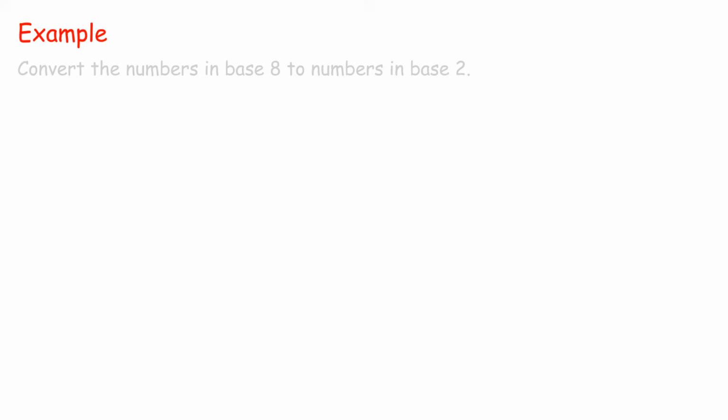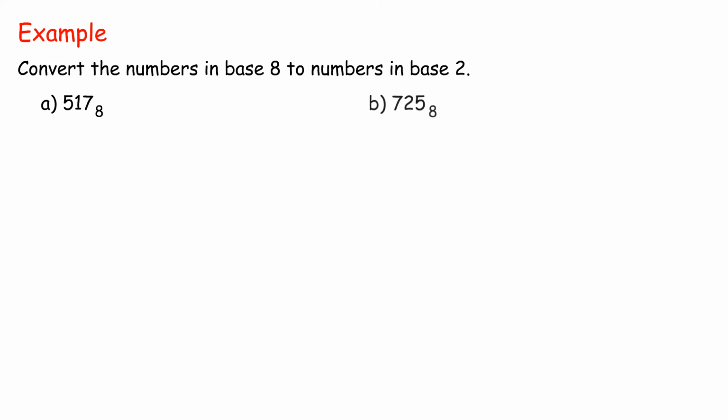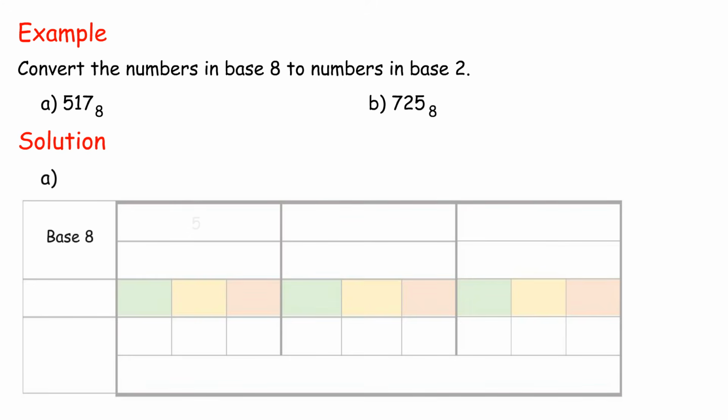Example: convert the numbers in base 8 to numbers in base 2. A. 517 in base 8, B. 725 in base 8. Solution: A. Write down the digit in base 8: 5, 1, 7. 5 is 4 plus 0 plus 1. 1 is 0 plus 0 plus 1. 7 is 4 plus 2 plus 1.